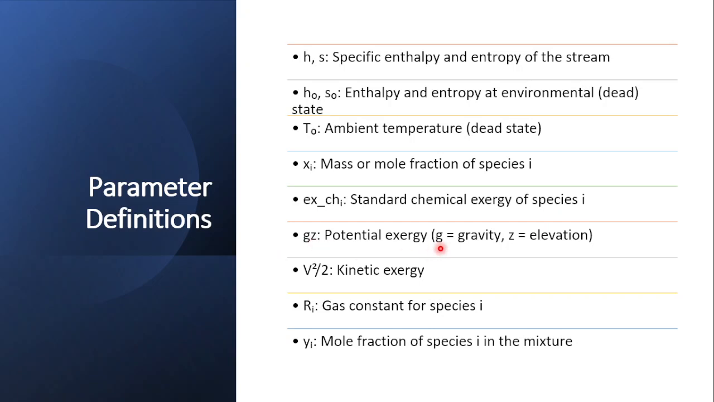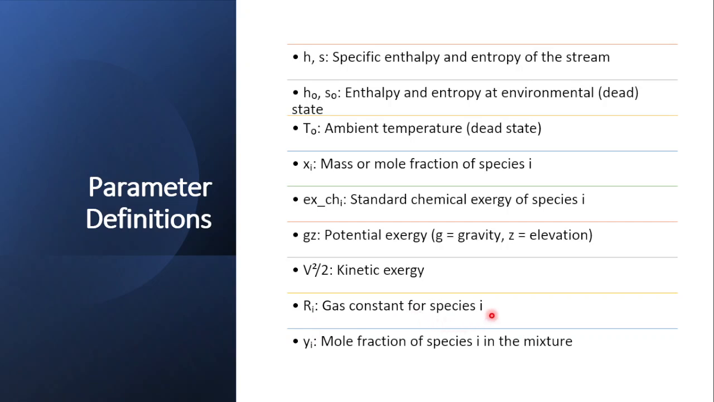G is related to gravity acceleration, and Z is related to elevation. V is the velocity, related to the kinetic exergy. And R_i is the gas constant for a species i.